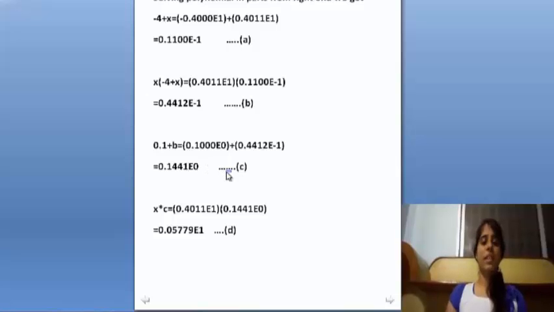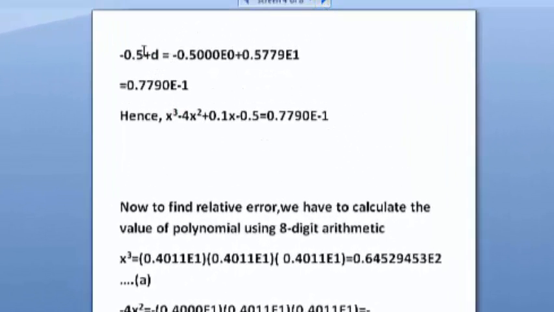This is equation C. Multiply x with C, and we get 0.5779 E1. This is equation D. Now add D to minus 0.5, and we get 0.7790 E minus 1. Hence the final answer for the given polynomial, x cube minus 4x square plus 0.1x minus 0.5, is 0.7790 E minus 1. Now here we also have to calculate the relative error.